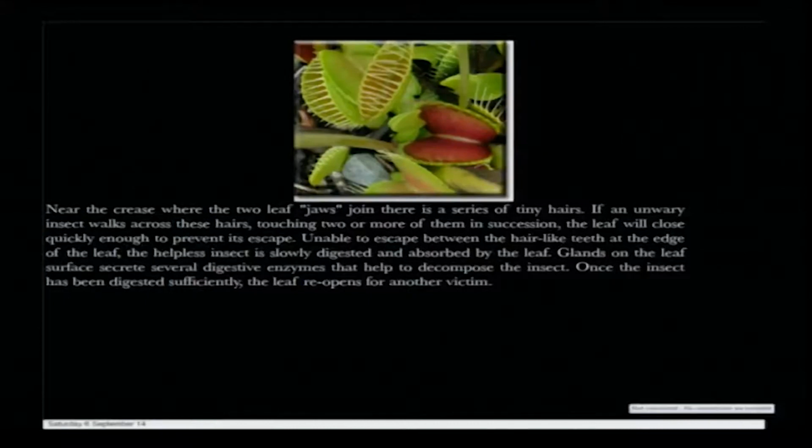Unable to escape between the hair-like teeth at the edges of the leaf, the helpless insect is slowly digested and absorbed by the leaf. Glands on the leaf surfaces secrete several digestive enzymes that help to decompose the insect. Once the insect has been digested sufficiently, the leaf reopens for another victim.